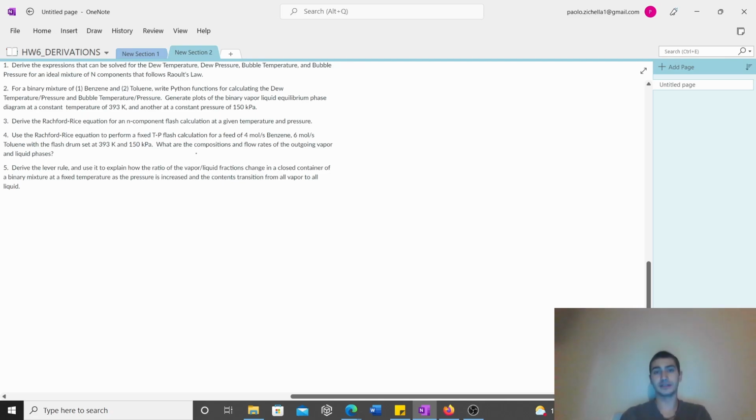So to start off, what is a flash calculation? Well, in a flash calculation we have a flash drum, or some sort of container, and a feed going into this flash drum. This feed is measured in moles per second, for the quantity of moles that the n components within the feed have. As this feed goes into the flash drum, it separates into two different phases: the vapor phase and the liquid phase.